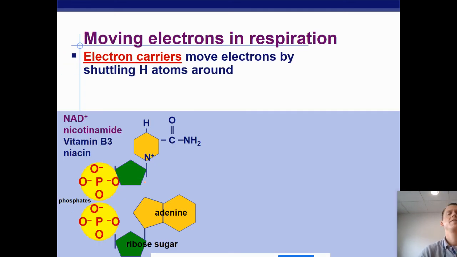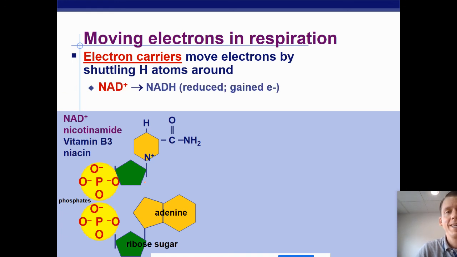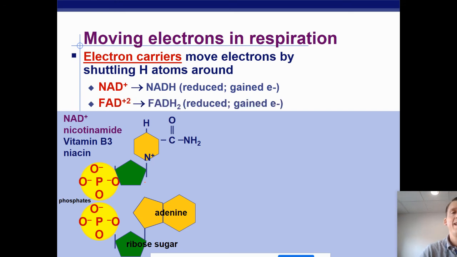Okay, so what are these electron carriers that we've been talking about? NAD plus is one of them. NAD plus gains electrons to become NADH. And FAD is also one of them, which gains electrons to become FADH2.